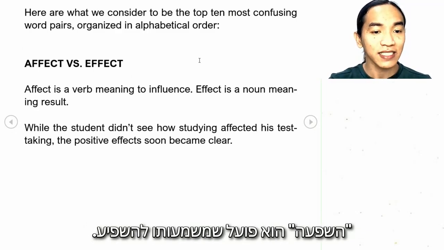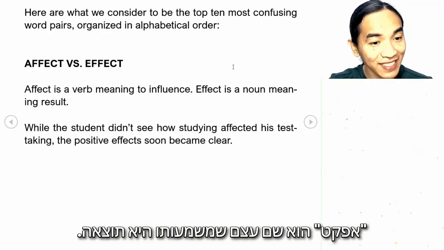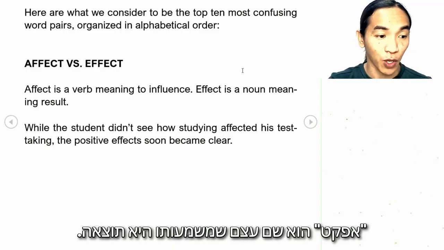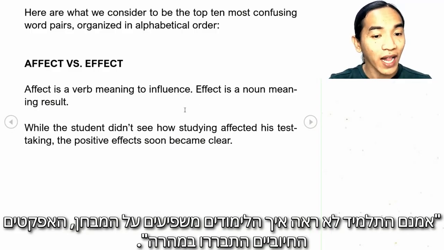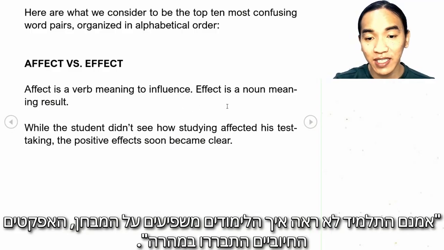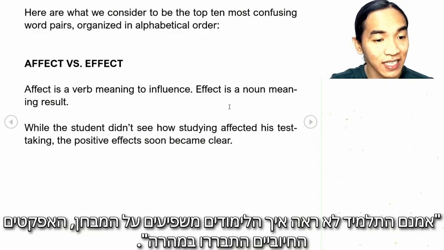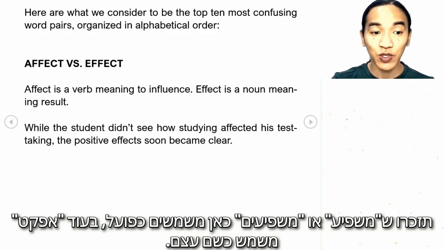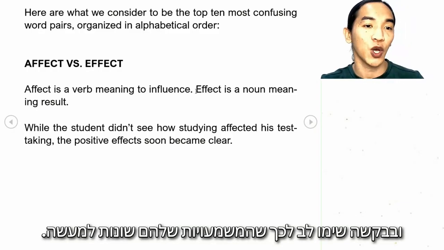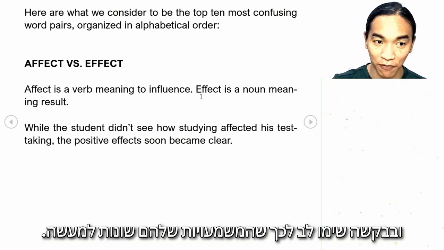Affect is a verb meaning to influence. Effect is a noun meaning result. So let's understand these words using this example. While the student didn't see how studying affected his test taking, the positive effects soon became clear. Remember that affect or affected here is used as a verb, while effect is used as a noun. And please take note that their meanings are actually different.